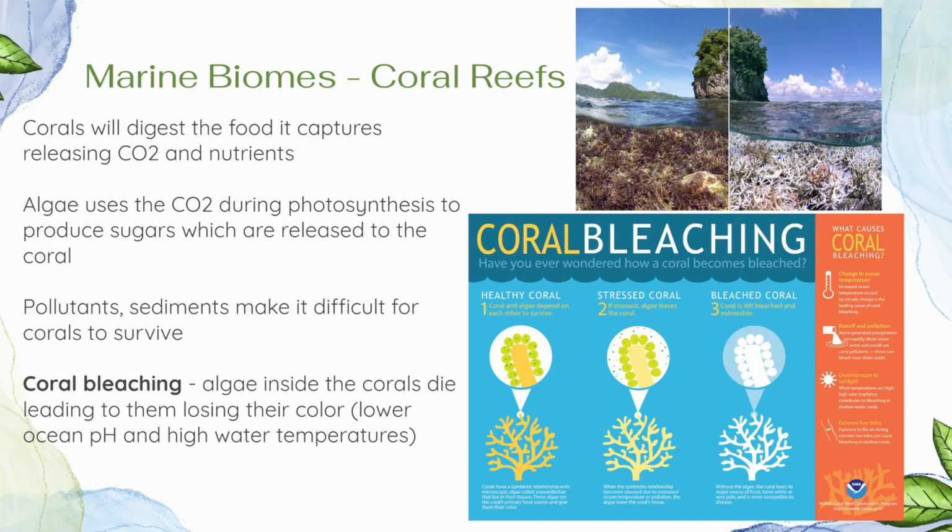This mutualistic relationship allows corals to live in nutrient poor water, but unfortunately, pollutants and sediments make it difficult for corals to continue to survive. Coral bleaching is a major threat to this biome. It's caused when the algae inside the corals die, leading them to lose their color, and is often a result of lower ocean pH and high water temperatures.